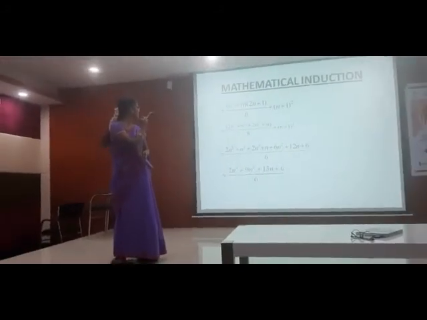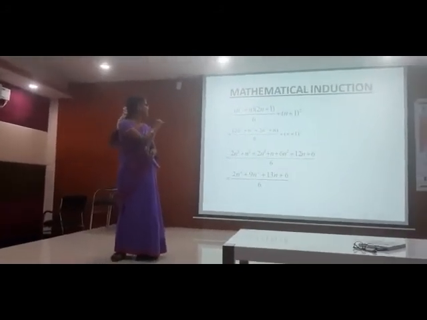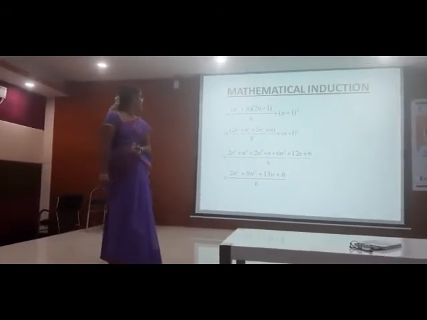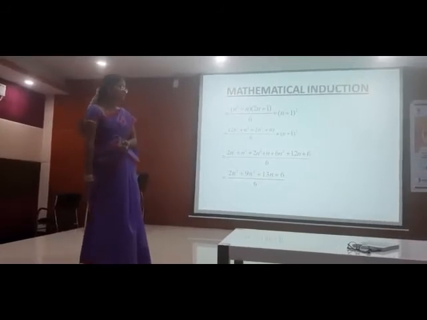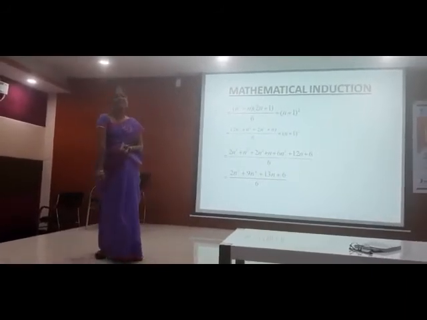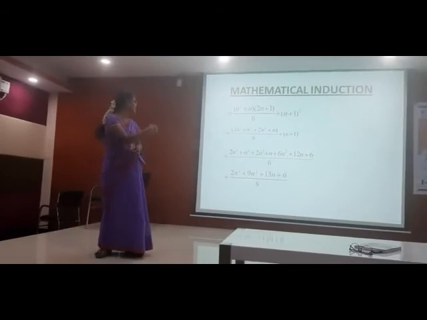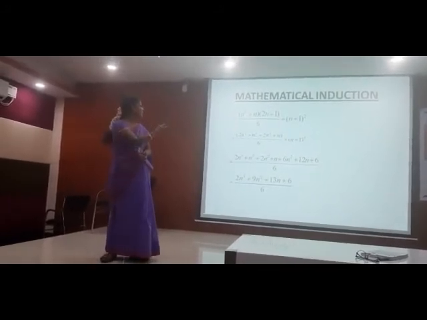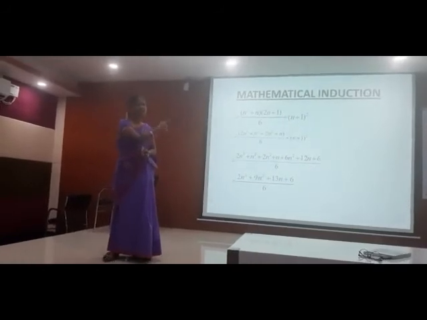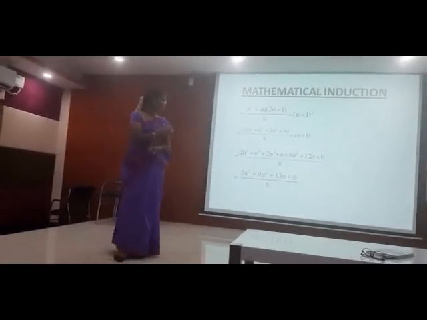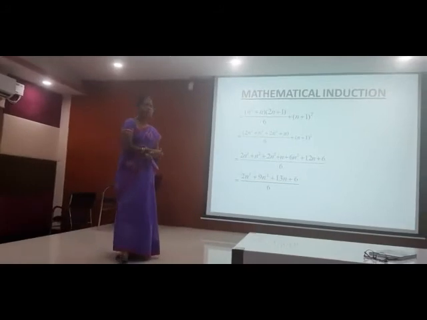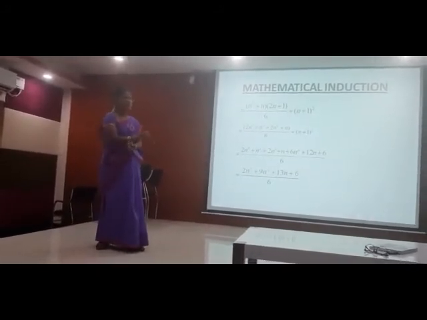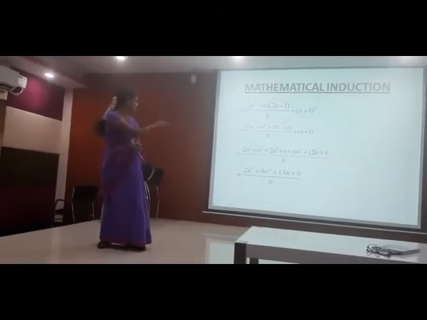2n cube plus n square plus 2n square plus n. Take LCM for these two terms. That is 2n cube plus n square plus 2n square plus n divided by 6, plus n plus 1 the whole square. When you take LCM, it becomes 6 into n square plus 6 plus 12n. Now you simplify this: 2n cube plus 9n square plus 13n plus 6 divided by 6. So this is one answer. Further it cannot be simplified.